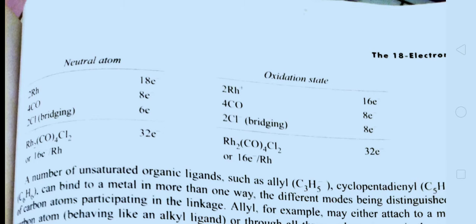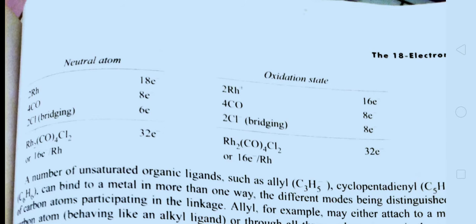Here is the counting of electrons by the neutral atom method and the oxidation state method. Two rhodium atoms: a single rhodium atom supplies 9 electrons, so 2 rhodium atoms supply 18 electrons. 4 CO supply 8 electrons. 2 bridging chlorine ligands, since each is a 3 electron donor, give 6 electrons. So the total number of electrons is 32. That is 32 for 2 rhodium atoms, so 16 for a single rhodium atom.